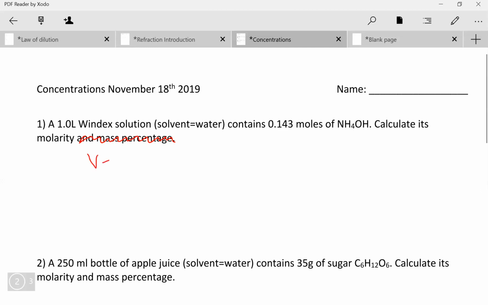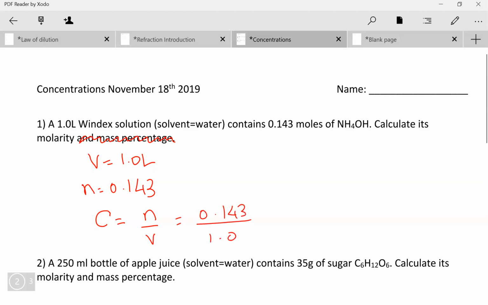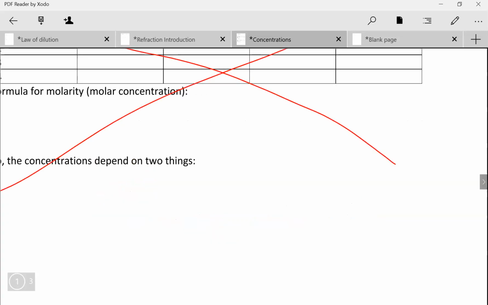So I'm given my volume is 1.0 liters. Number of moles is 0.143. Calculate its molarity. So we know that molarity is capital C for molar concentration, it's the same thing. And we know the formula is number of moles divided by volume. 0.143 divided by 1.0, 0.143 moles per liter.